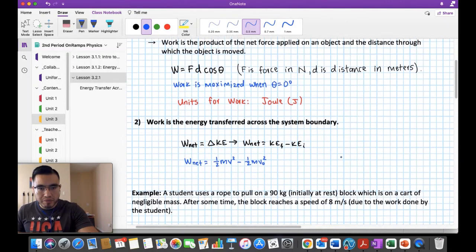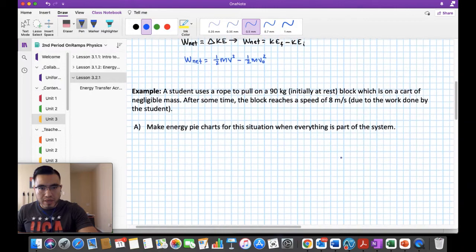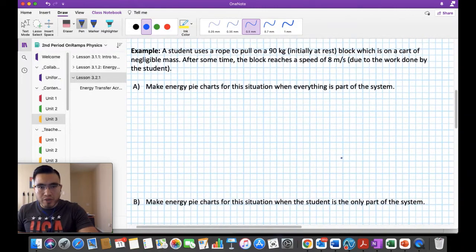It says, a student uses a rope to pull on a 90-kilogram initially at rest block, which is on a cart of negligible mass. After some time, the block reaches a speed of 8 meters per second due to the work done by the student. Make energy pie charts for this situation when everything is part of the system.